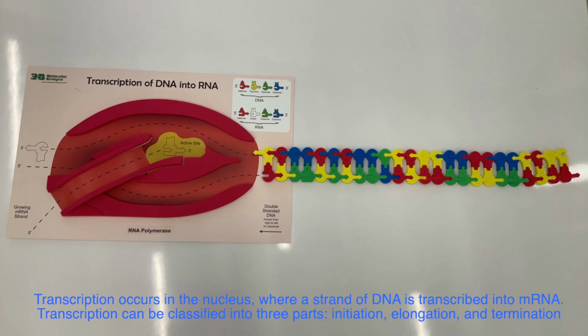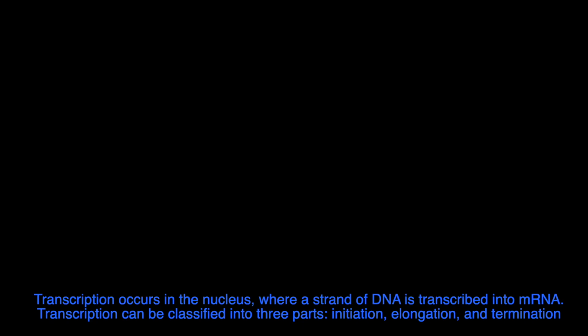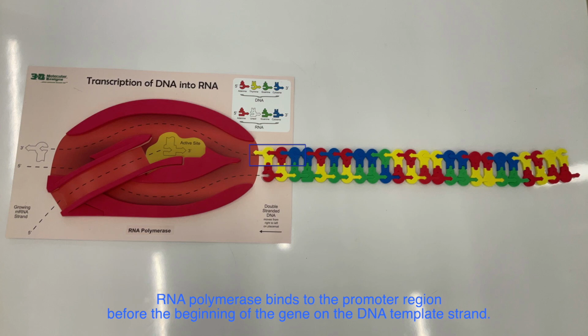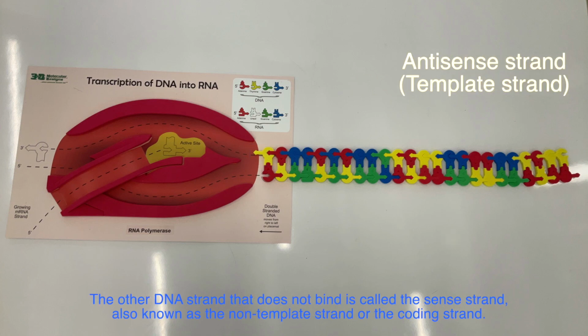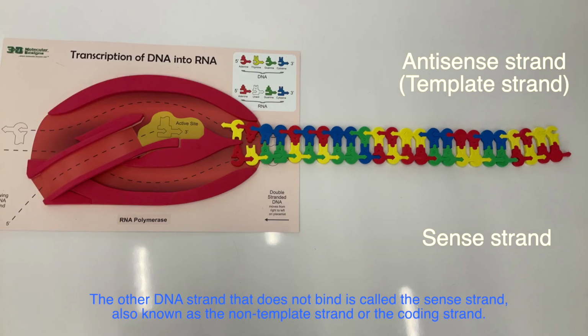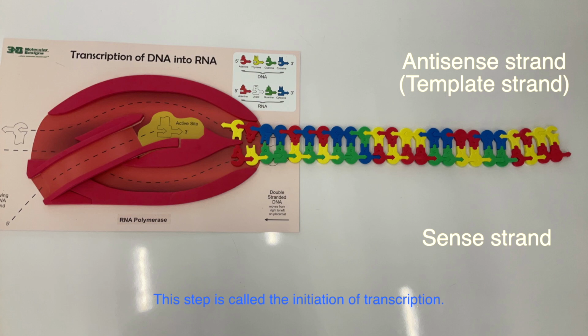Transcription occurs in the nucleus where a strand of DNA is transcribed into RNA. Transcription can be classified into three parts: initiation, elongation, and termination. RNA polymerase binds to the promoter region before the beginning of the gene on the DNA template strand. The other DNA strand that does not bind is called the sense strand, also known as the non-template strand or the coding strand. This step is called the initiation of transcription.